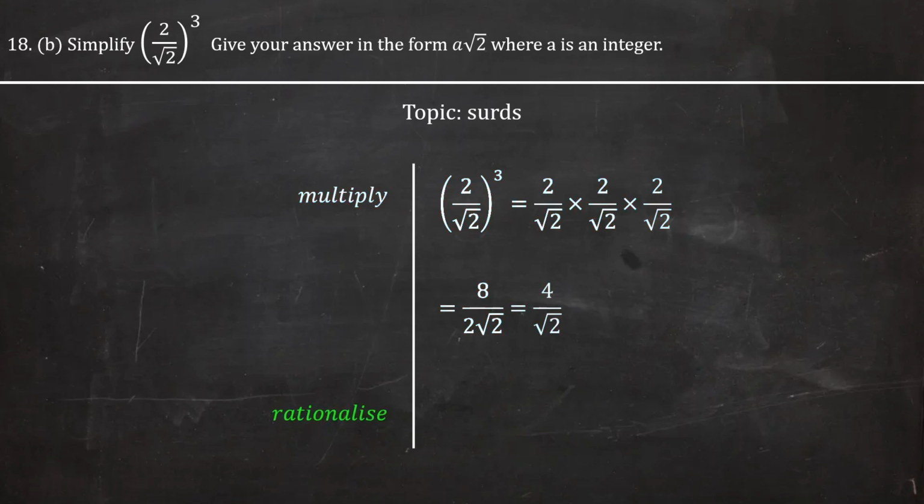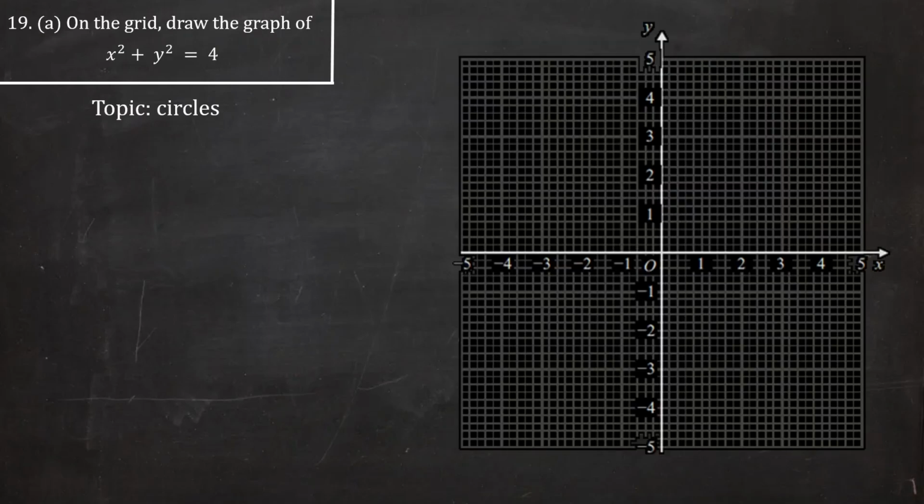Then we're going to rationalize it. So 4 over root 2, times root 2 on top and bottom. That gives you 2 on the denominator, 4 root 2 in the numerator. Divide top and bottom by 2, you get 2 root 2.